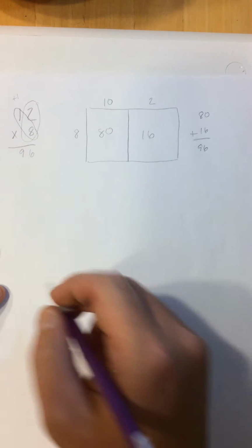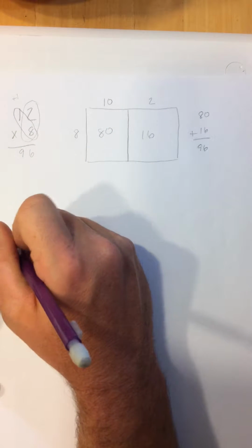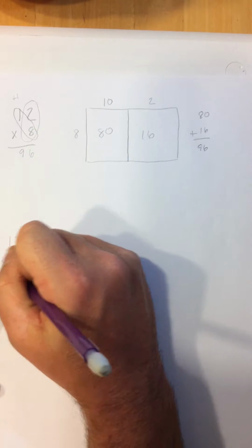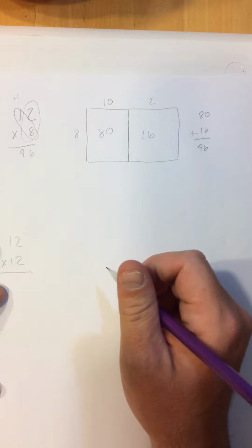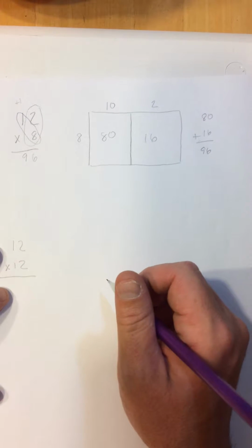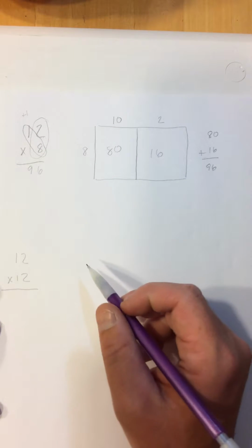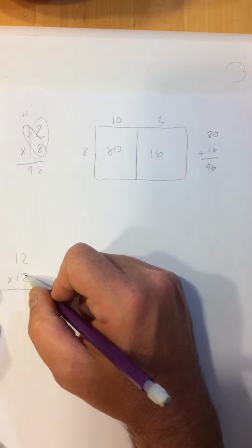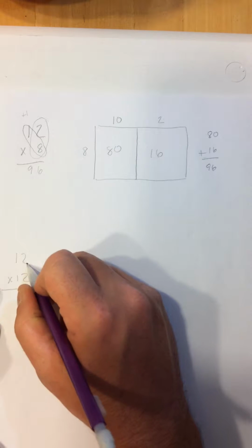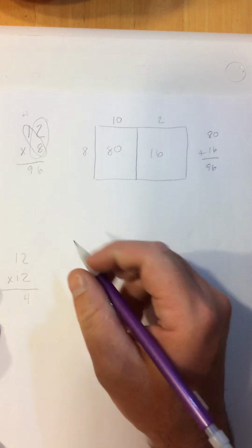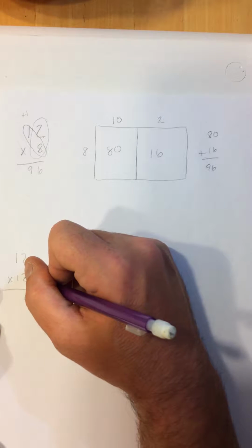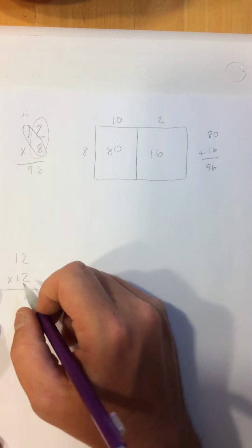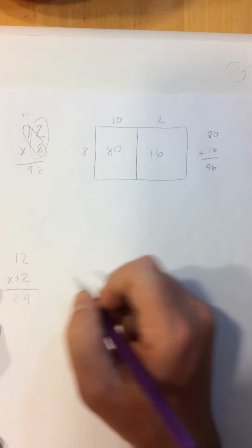If we look at the same operation, only we increase our digits. So if we take a number like 12 times 12, we're going to do the same thing to start off with. We are going to multiply our ones digit on the bottom times the ones digit on top. So 2 times 2 is 4. Then we're going to multiply our ones digit times our tens digit on top. So 2 times 1 is 2.